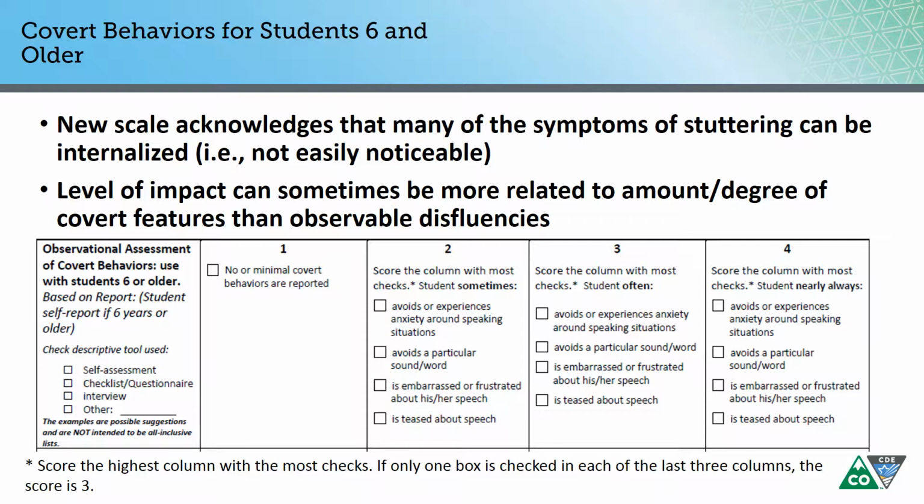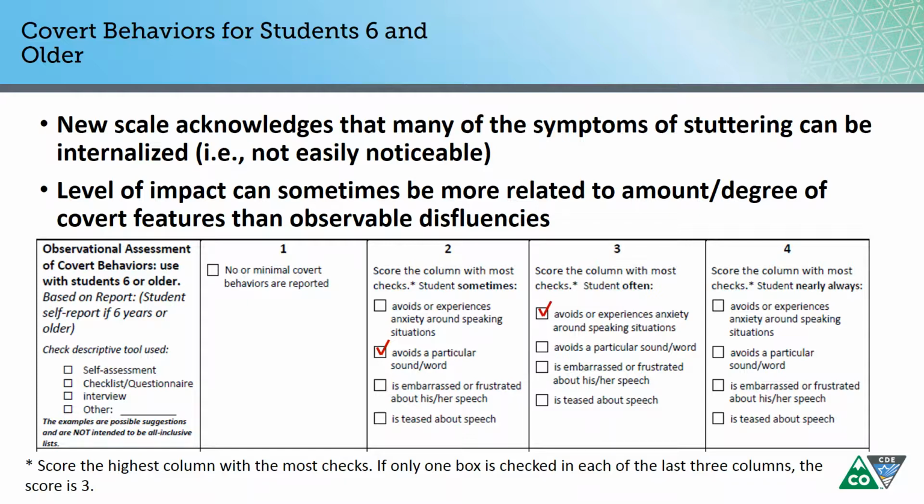To score this component, you'll want to score the column with the most checks. The features are all the same in each column and are scored based on the frequency in which they occur. For example, avoids or experiences anxiety around speaking is a feature in each column. If it occurs often, then it would be checked in the third column. If the student only sometimes avoids a particular sound or word, then the second column would be checked.